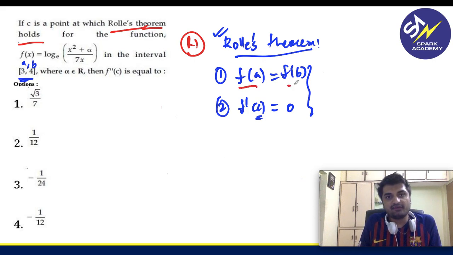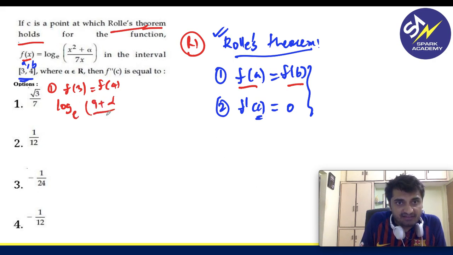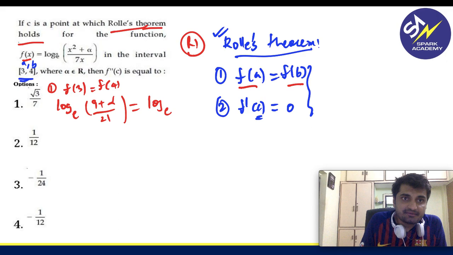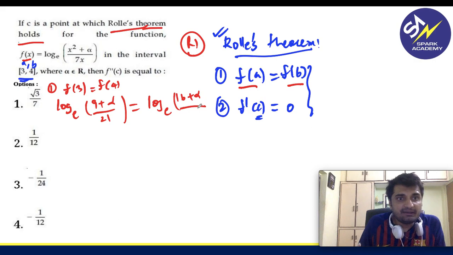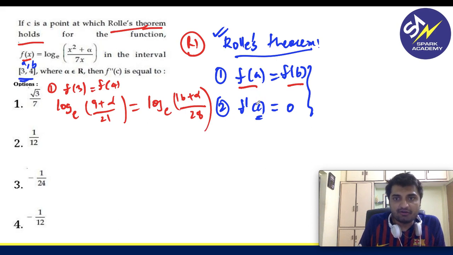Look at this, f of a equal to f of b. So what is a, b? 3 and 4, right? So I can say this is my f of x. So f of 3 I can set equal to f of 4. I'm taking the first condition here. So log base e of (3 square is 9 plus alpha) divided by (7 into 3 is 21) will be equal to log base e, again the same thing, of (4 square is 16 plus alpha) whole divided by (7 into 4 is 28). Right, guys? Yes.